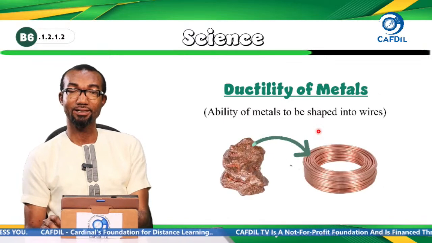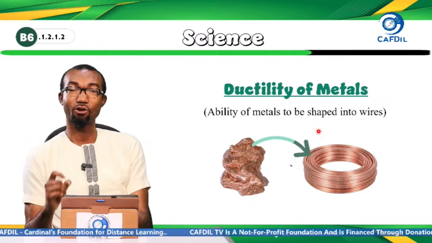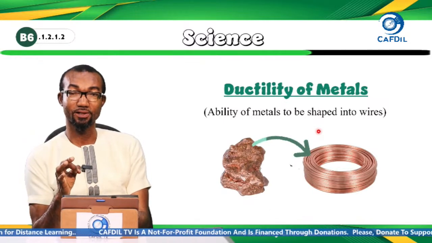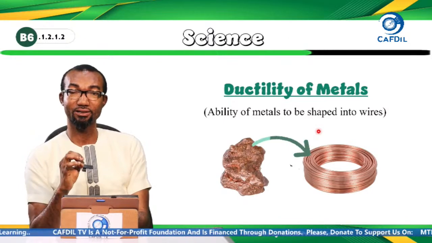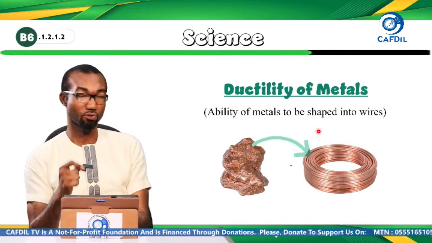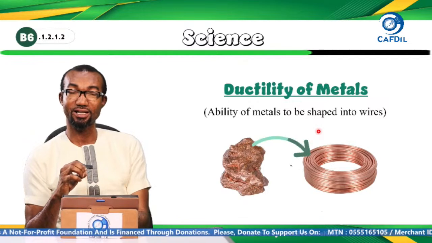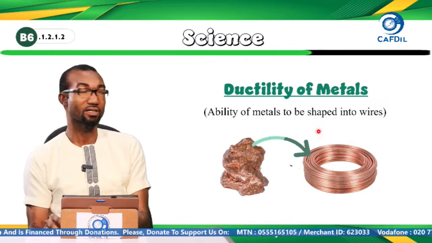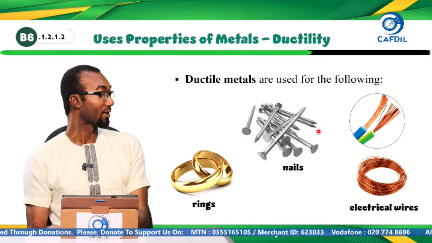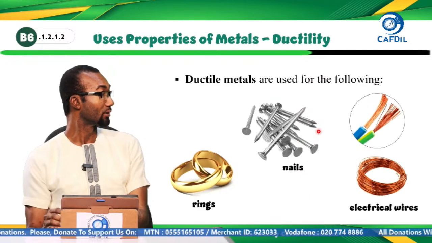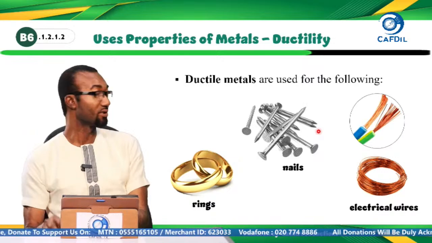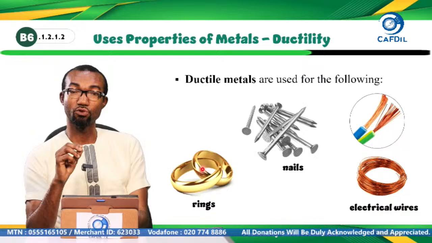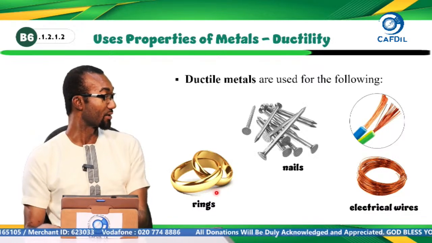When we talk about ductility, it's the ability of metals to be shaped into wires. So if metals can be shaped into wires, then what are some of the uses we can put these metals into? One, because we can shape them into wires, we can use it to make rings, as you see here.